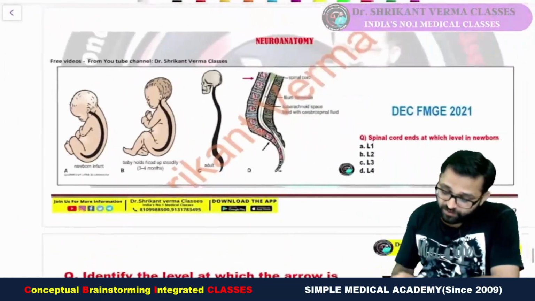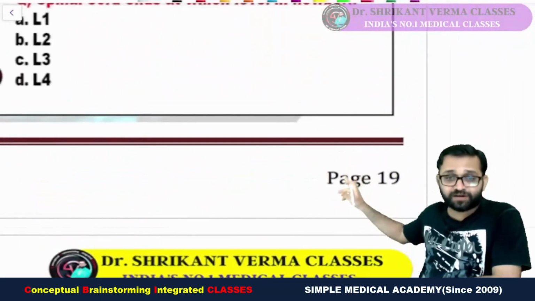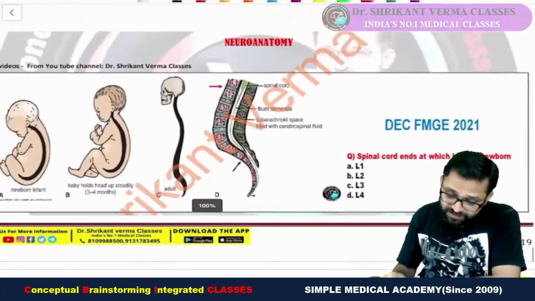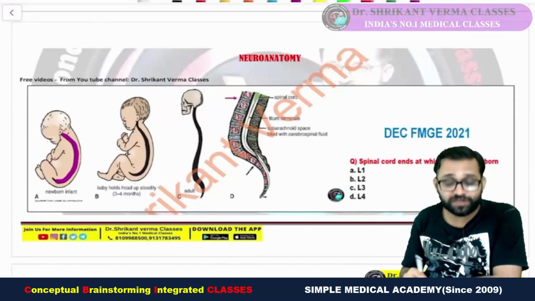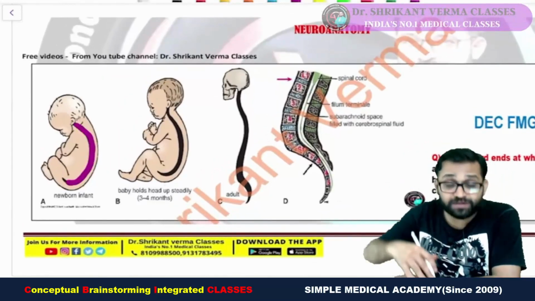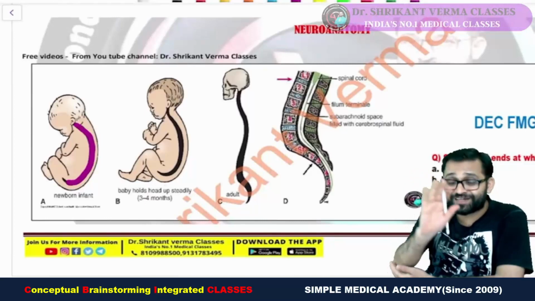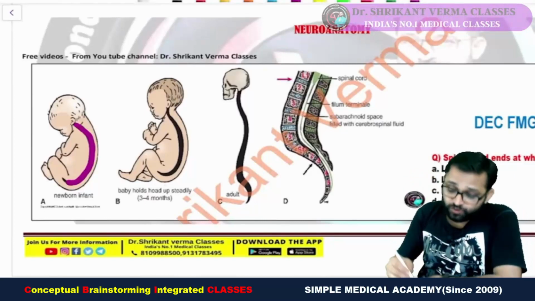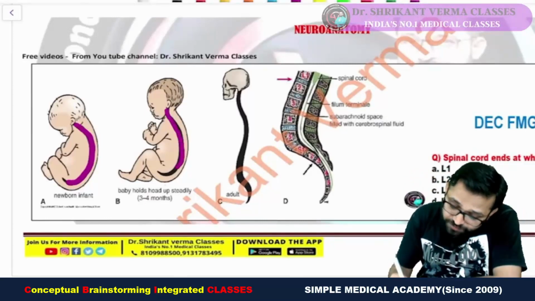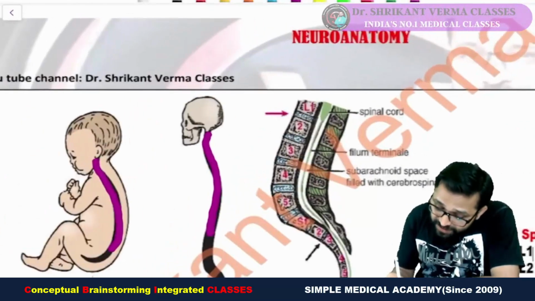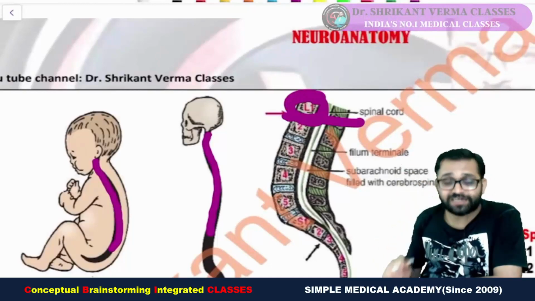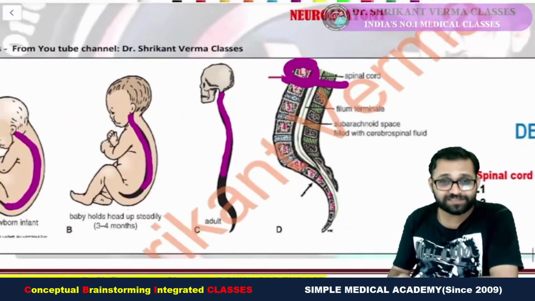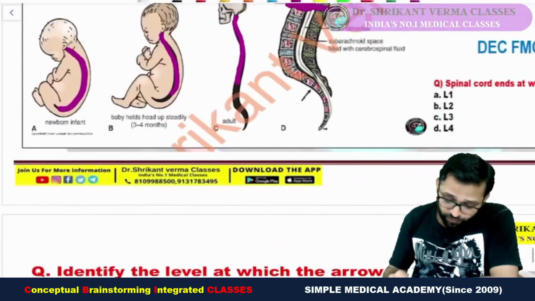See here, follow our notes, page number 19, where we discuss all these things. In the baby, the length of the spinal cord approximately spans our vertebral canal, but then the body grows, but the nervous system does not show too much growth, so it remains short, and in adult it remains much shorter. So in adult it is ending at which level? L1, but in children a slightly lower level. Best answer is L3. Okay, so you can go for this one.